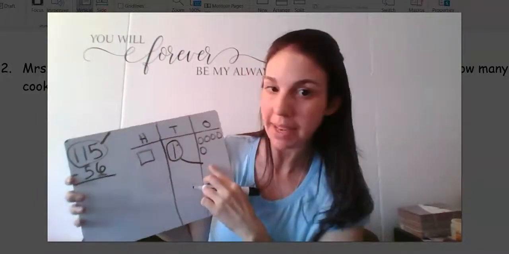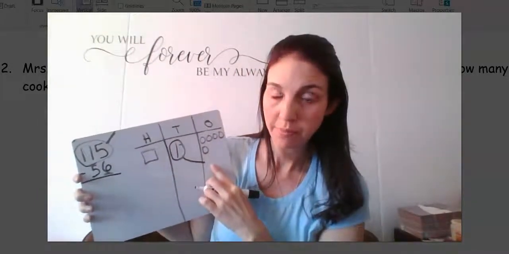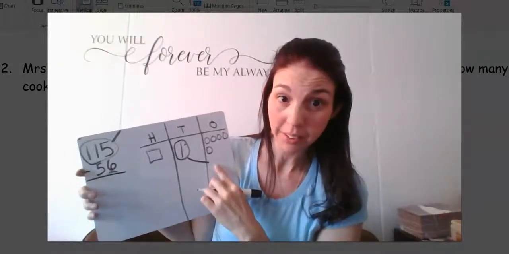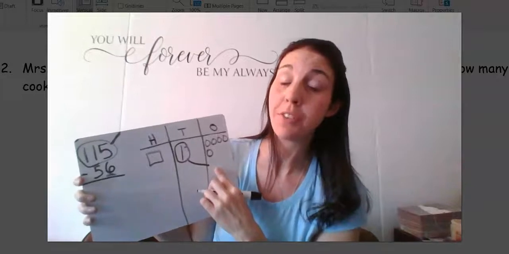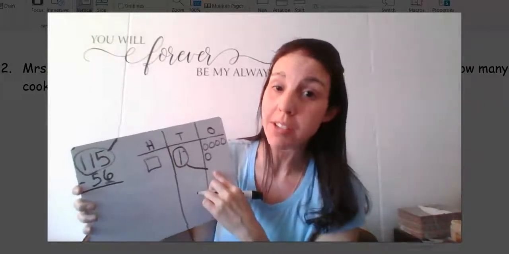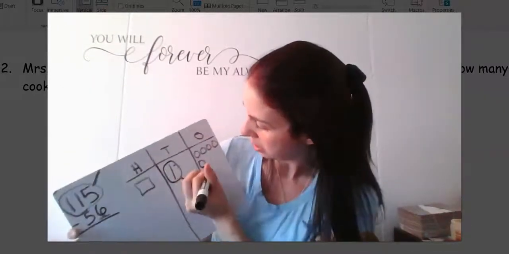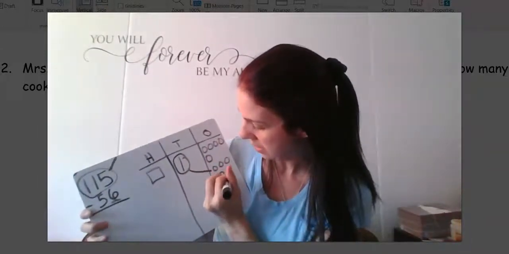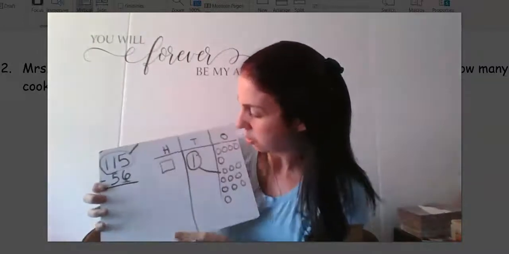And how many ones am I going to put here? Can I just take a couple? I only need a couple. No, I have to take them all. If you're going to take a 10, you have to take all 10 ones and put them here. 1, 2, 3, 4, 5, 6, 7, 8, 9, 10. Okay.